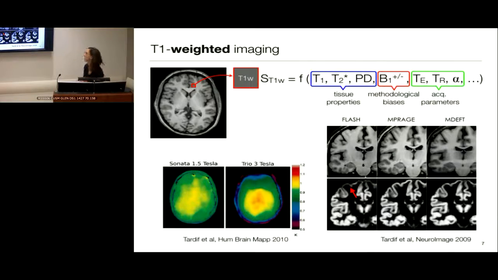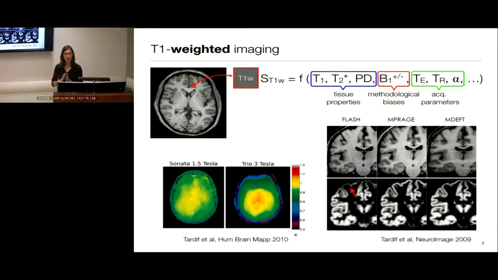And it gets worse. So when you're looking at a T1 weighted image, the signal intensity that you get is not only a function of T1, there are other tissue parameters that will contribute as well, although to a lesser extent, such as T2 star and proton density. And then obviously your signal intensity is a function of the sequence acquisition parameters like the echo time, the repetition time, things like this. And in addition to all that, we also have methodological biases, which can cause some problems.